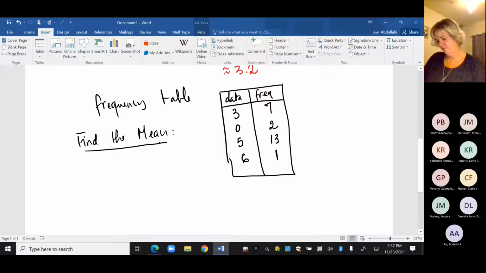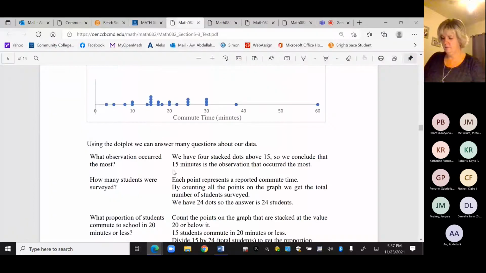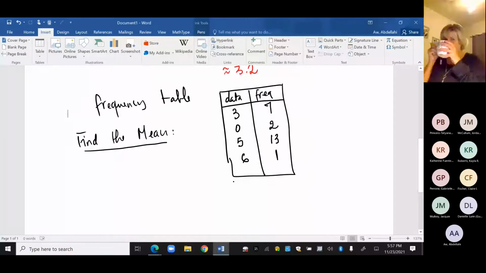Okay, so here, of course, this data is presented another way, in the form of a frequency table, which we know is a very economic way to present data, right? So for instance, if you wanted to write this data explicitly, it would be 3 seven times, 0 two times, 5 thirteen times, and 6 one time. You see? But the frequency table is a very economic way to present it.